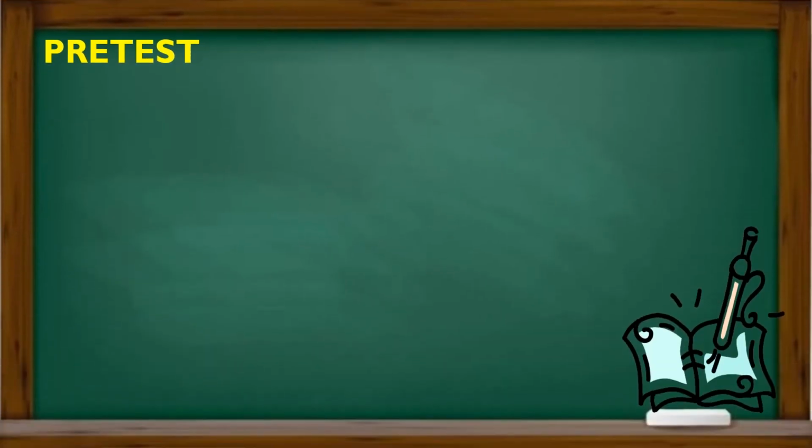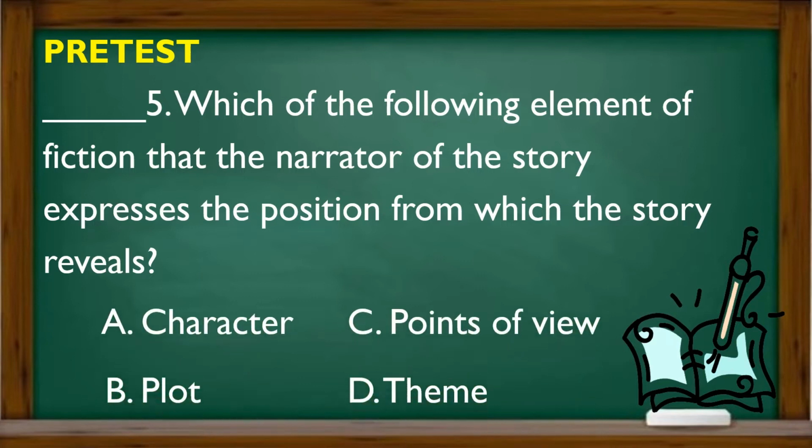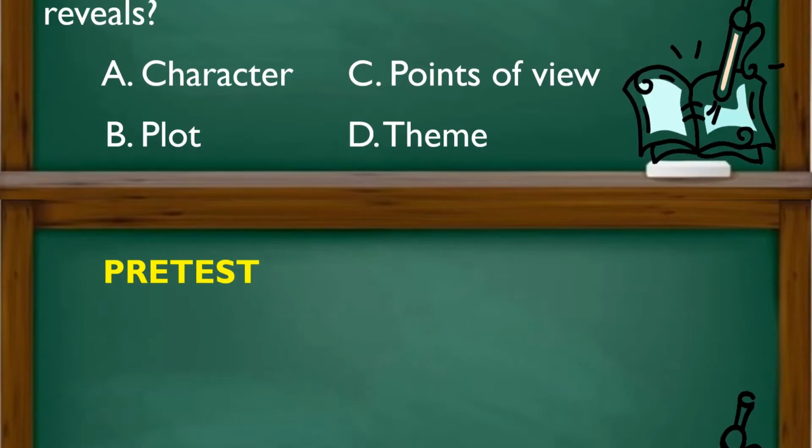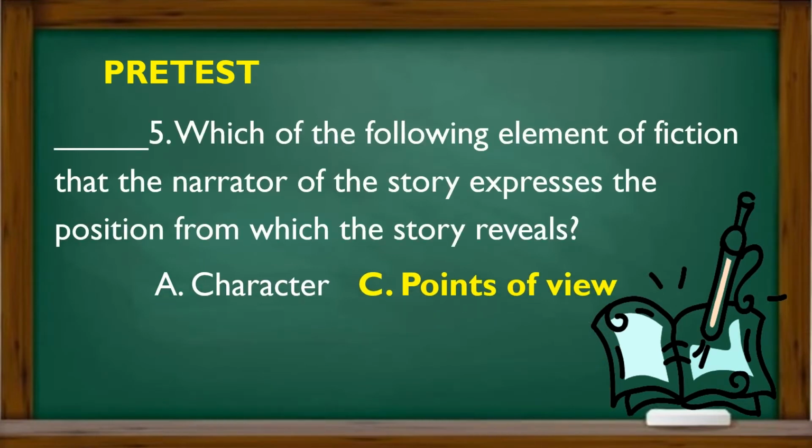Which of the following elements of fiction is where the narrator of the story expresses the position from which the story is revealed? A. Character. B. Plot. C. Point of view. D. Theme. The answer for number 5 is letter C. Correct. I hope you got the 5 correct answers. Congratulations!